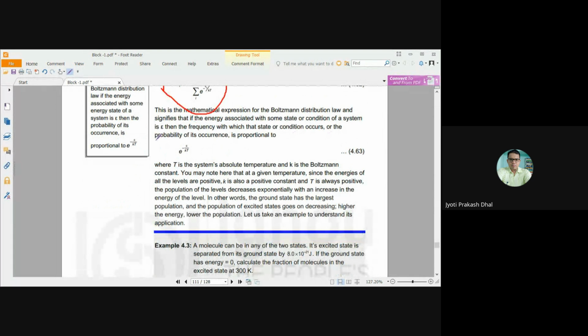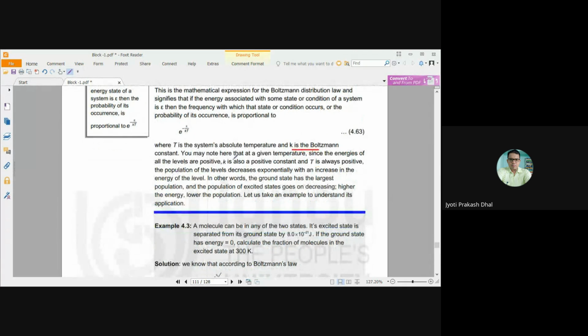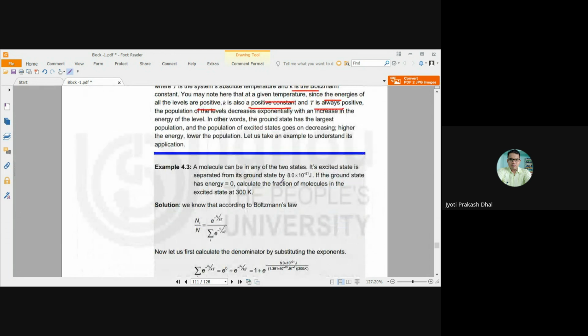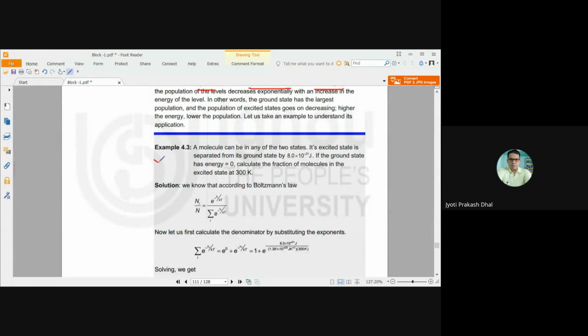Here the probability of occurrence is proportional to e to the power minus epsilon by kT. Here T is the system's absolute temperature in the Kelvin scale, and k is the Boltzmann constant. You may note here that at a given temperature, since the energies of all the levels are positive, k is also a positive constant and T is always positive. So now coming to the example.